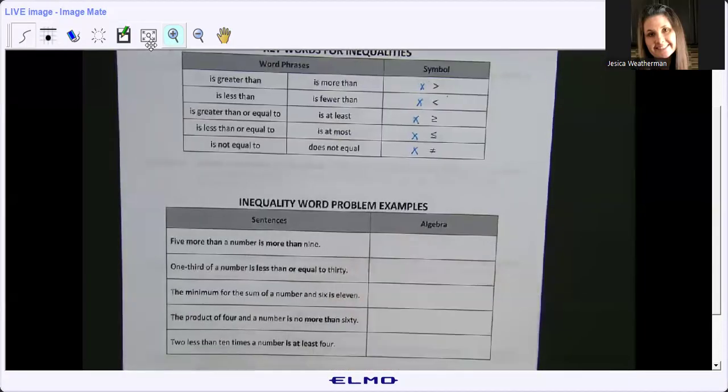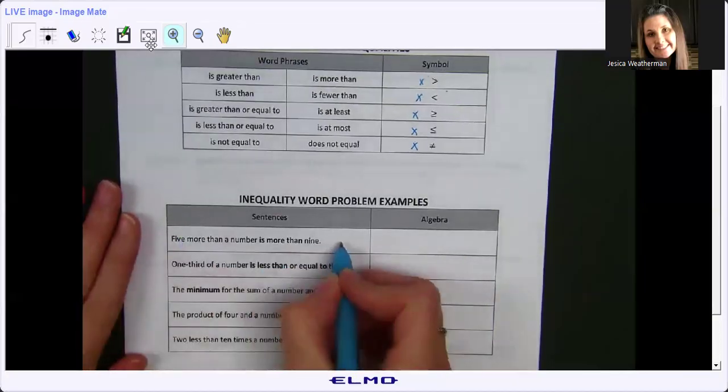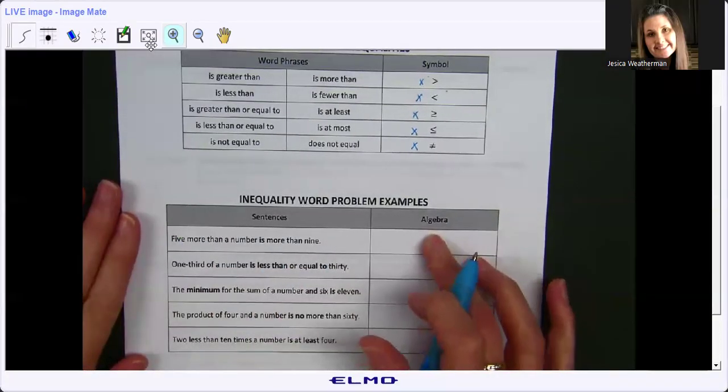So let's look at these sentences here. 5 more than a number is more than 9. And I put this in here on purpose because it's using more twice. All right. So on some of them, I bolded the terms that you need to focus on for the inequality symbol. And remember, sometimes we write above the line and then we write our final answer here.